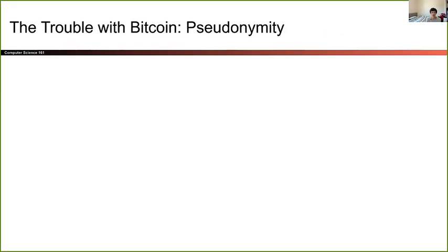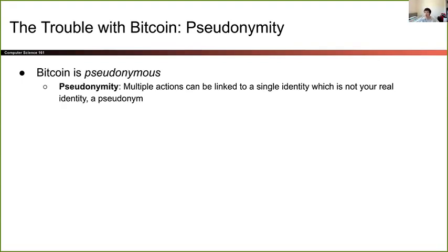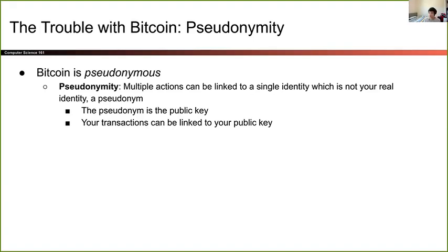All right. Another issue with Bitcoin is pseudonymity. So Bitcoin is what we call pseudonymous. What this means is that multiple actions can be linked to a single identity. That identity is not your real identity, but it's a pseudonym. So basically, if I'm paying Perrin, I'm not paying Perrin per se, I'm paying some public key out there in the world. And any transaction to that public key is linked to that public key. I can see, oh, it was this public key that was being paid, or this public key that was paying someone else. In Bitcoin, the pseudonym is the public key, and you can link transactions to that public key.